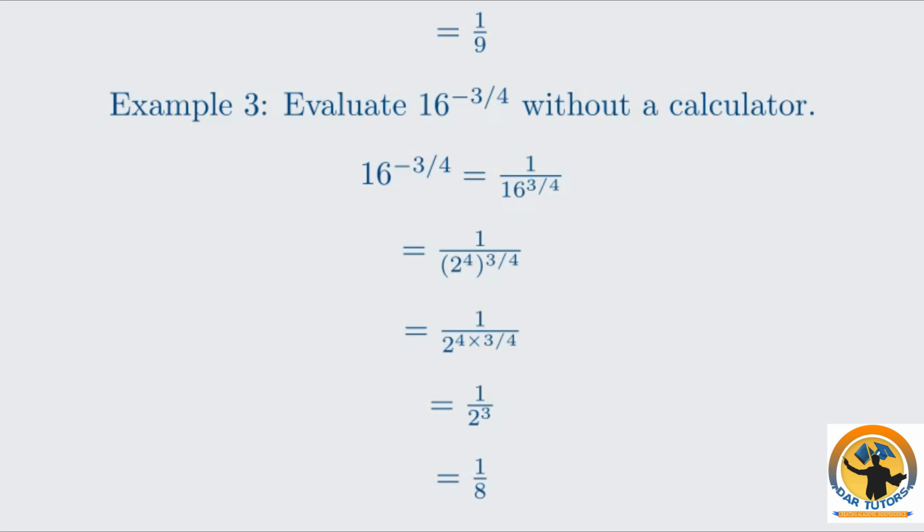So 16 to the power of negative 3/4 is 1/8. Now we'll see how to apply the laws of exponents to algebraic expressions. We can use the usual expansion laws, like the distributive property and the binomial expansion formulas, to simplify expressions containing exponents. Let's start with an example that uses the distributive property.